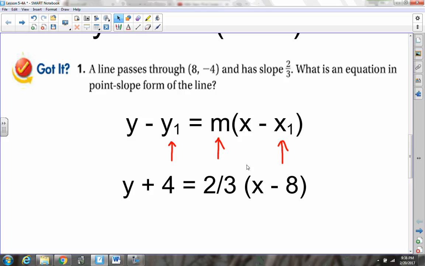If you have questions about writing equations in point-slope form given the point and the slope, please make a note to ask me in class tomorrow.